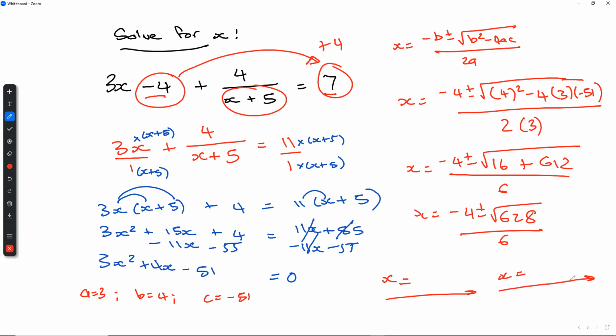So we end up with negative 4 plus the square root of 628, divided by 6. That comes to 3.51. And if I change it into a minus, it'll become negative 4.84. And so those are my two x values which will fulfill that equation over there.